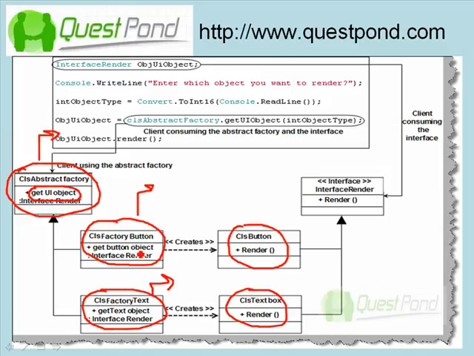So the CLS factory button class has a get button object method which helps us get the CLS button object. The CLS factory text box has a get text box object. So what you have done is unified both of these functions into one function called get UI object. In short, you have simplified the client interface to create factory objects.